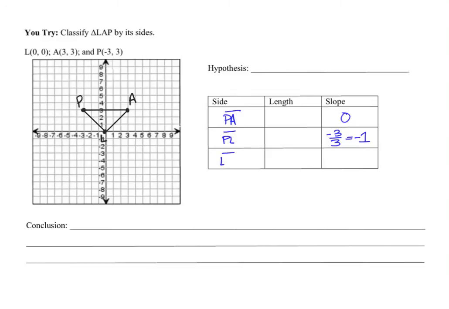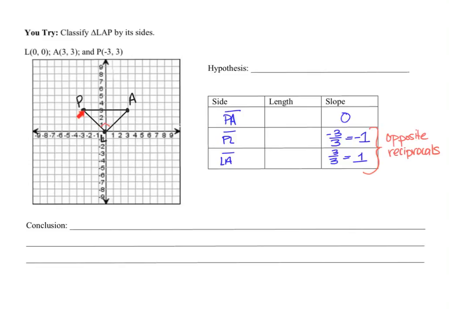Now let's look at segment LA. If I start at L, I would go up 3 and right 3 to get to A. So 3 over 3 is equal to 1. Notice here that it looks like we have opposite reciprocals. So when you have opposite reciprocals, that means that PL and LA have a 90-degree angle, meaning that this is a right triangle. So now all we have to do is figure out the length of the sides to determine whether it's scalene, isosceles, or equilateral.